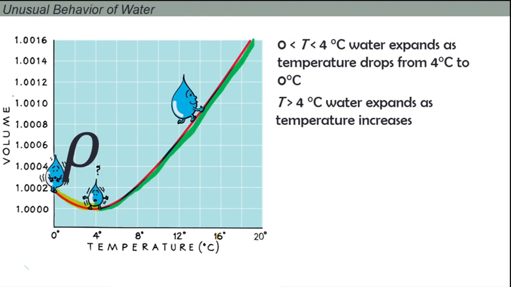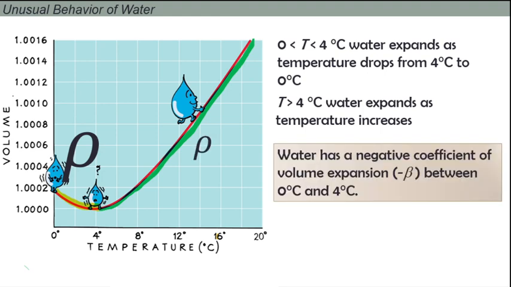It will only expand above 4 degrees Celsius, making its density decrease. So water has a negative coefficient of volume expansion, or negative beta, between 0 to 4 degrees Celsius because instead of expansion, the water contracts even though the temperature increases from 0 to 4 degrees Celsius. So let us try to solve example problems.